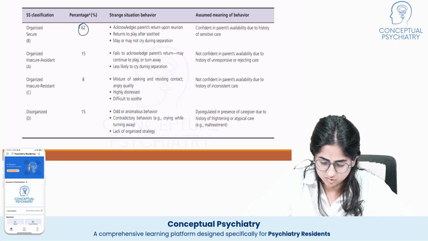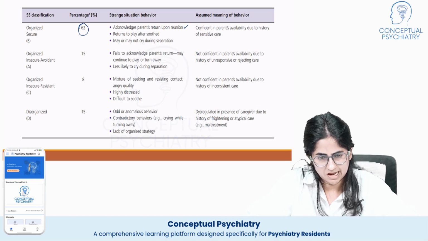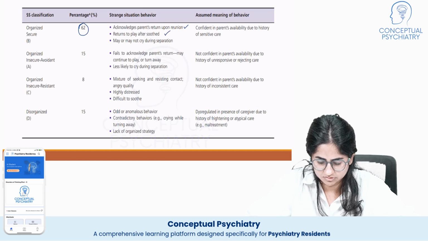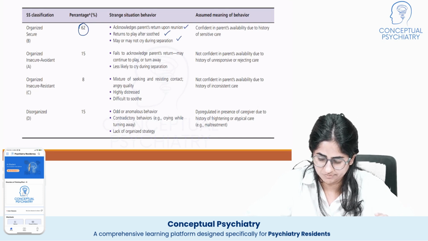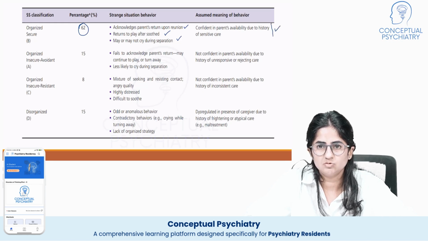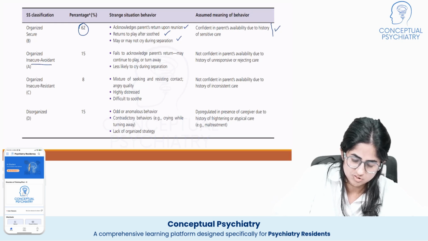Here, in the secure one, the child acknowledges the parents' return upon reunion and after a while goes back to playing, and may or may not cry during the separation but gets distressed after a while and becomes okay. The assumed reason is that the child feels confident in the parents' availability due to a history of sensitive care. We go now to the next one, which is insecure avoidant.